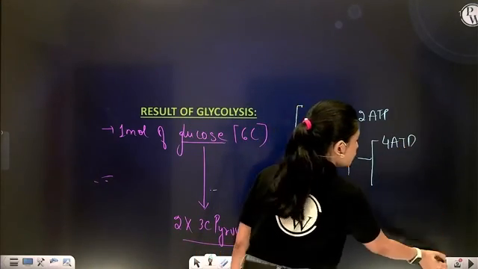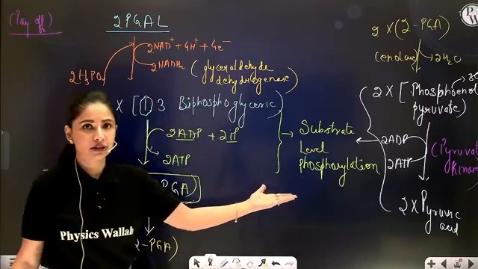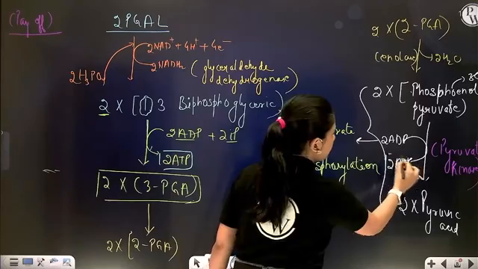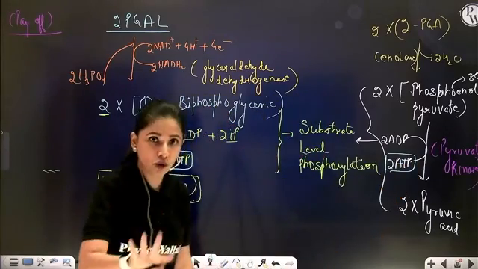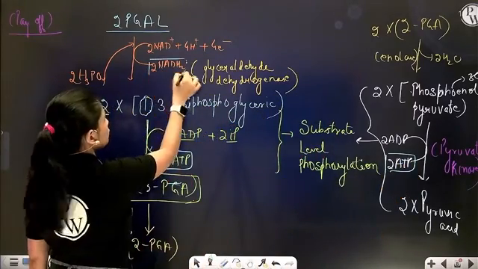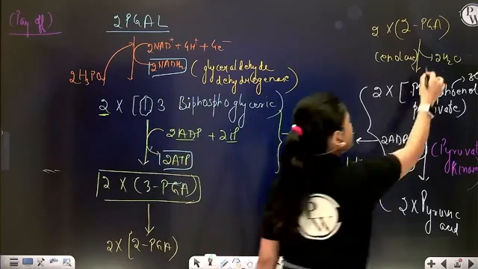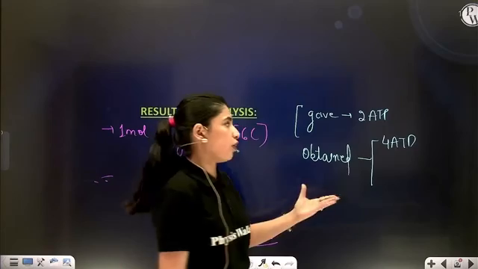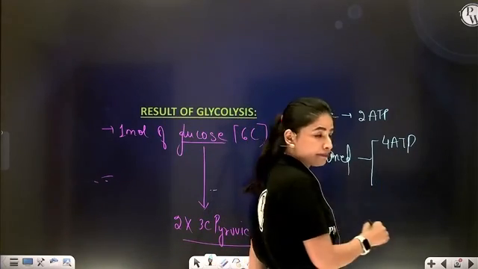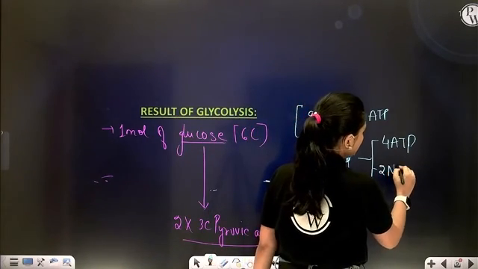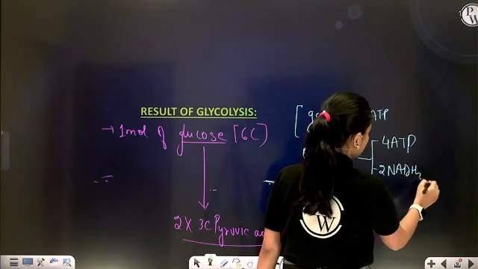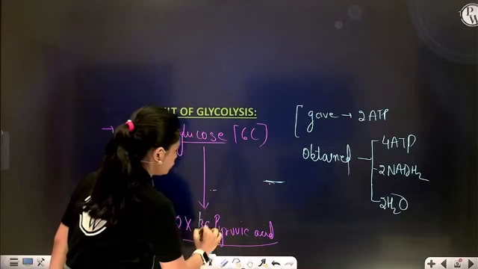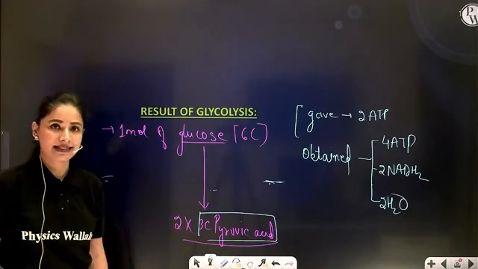How? There were 2 substrate level phosphorylation reactions. See, 2 ATP over here and 2 ATP over here. So in total you gained 4 ATPs, then 2 molecules of NADH2 and 2 molecules of water. So these are the things that you obtained: 4 ATP, 2 NADH2 and 2 molecules of water along with 2 molecules of pyruvic acid.